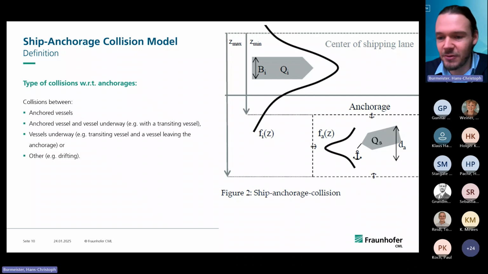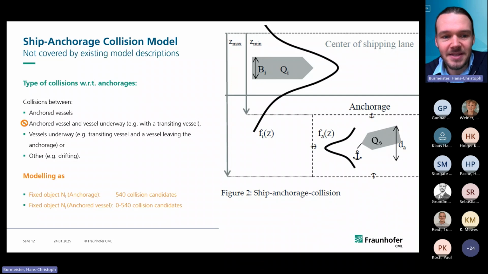However, if we look at the anchorage, there are certain risks. You could have a collision between anchored vessels, between anchored vessels and the vessels underway, only between vessels underway while they're leaving the anchorage, or drifting issues. And the main problem that we have here is that we want to assess how the risk is changing between the vessels underway and the anchored vessels via those mooring dolphins. And this part is not included so far in the IALA iWrap model.